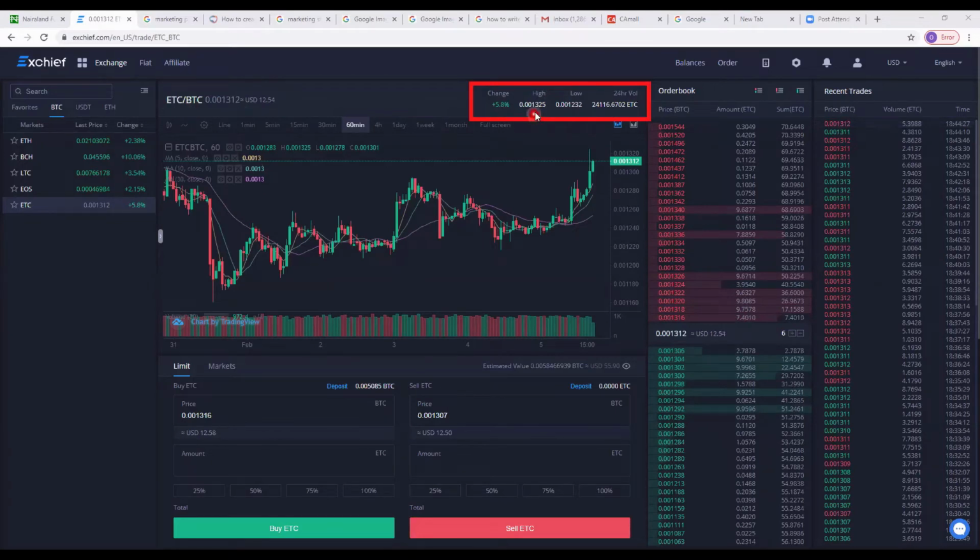Okay, so all this thing is depicting is that within 24 hours, the highest price between the Ethereum Classic and Bitcoin pair is 0.001325, and the lowest price seen is 0.001232. Now, these figures keep adjusting as time goes on because of price fluctuation, so they don't stay constant. As and when prices change per the time span, which is 24 hours, these prices also will change to depict that difference.